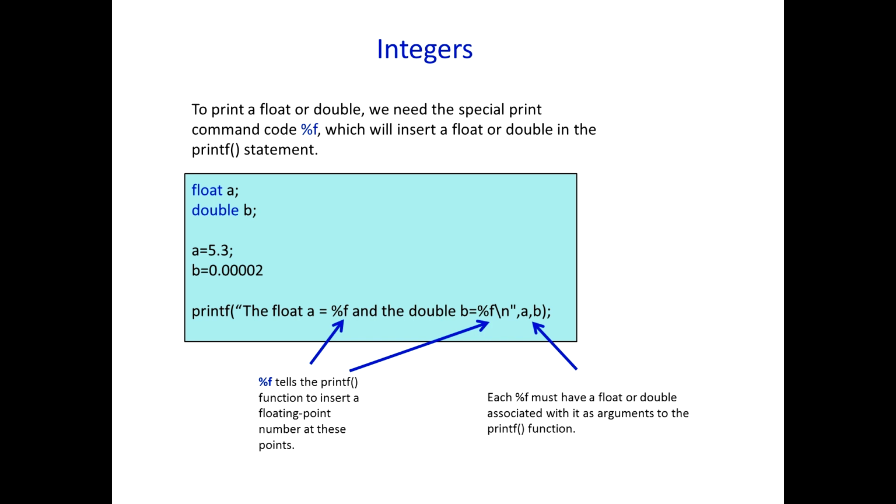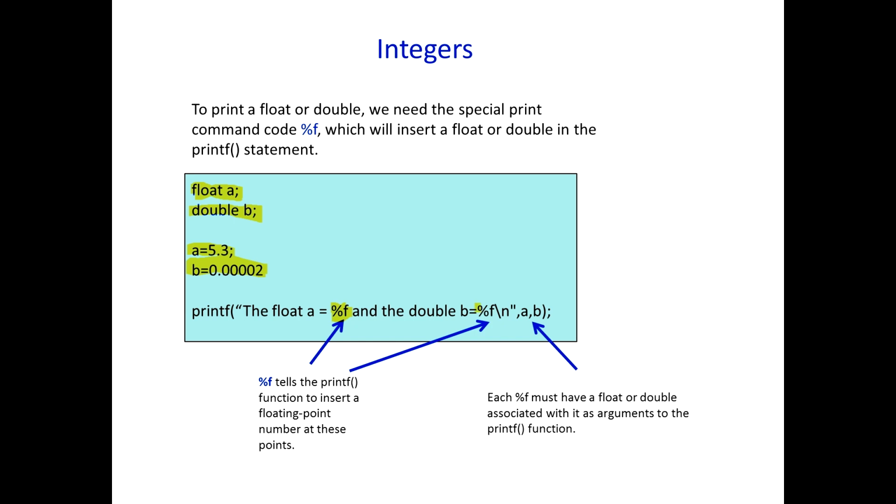Okay, so to print a float or double, we have another command code, and this is %f. So let's first let A be a float, a floating point number. Let B be a double, or twice the range that a float can be. And now let's assign 5.3 to A and 0.00002 to B. And now let's print that out. So here we can say the float A equals %f. We're going to insert a floating point number there. And the double B is %f. We want another floating point number there.